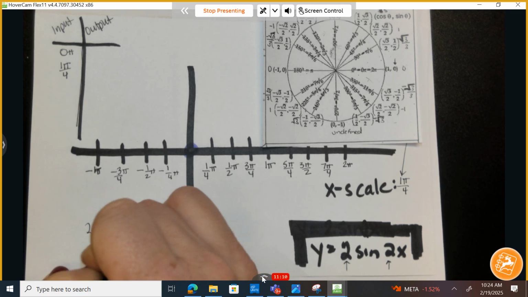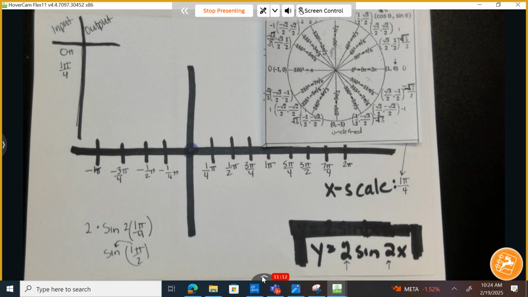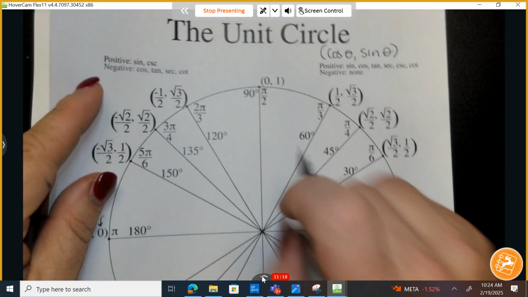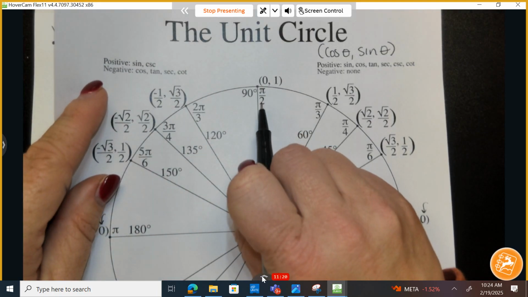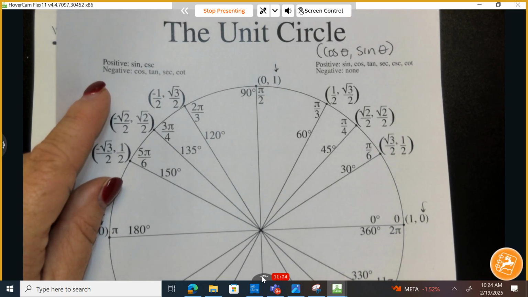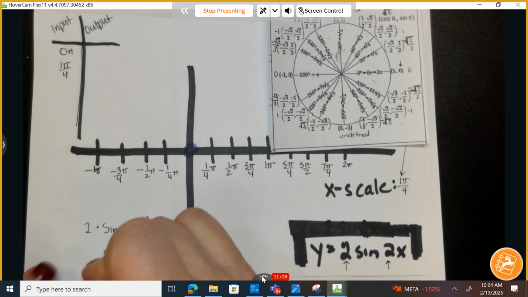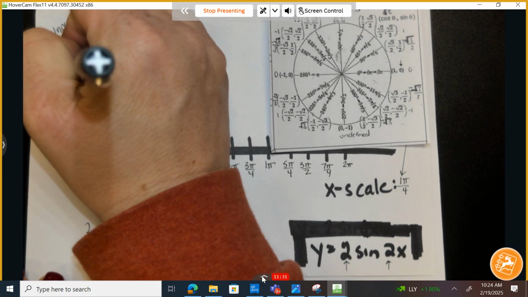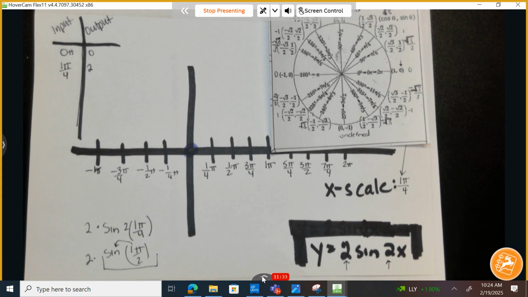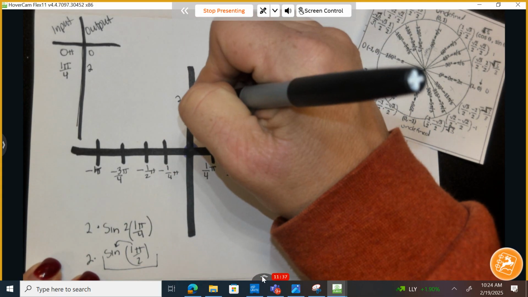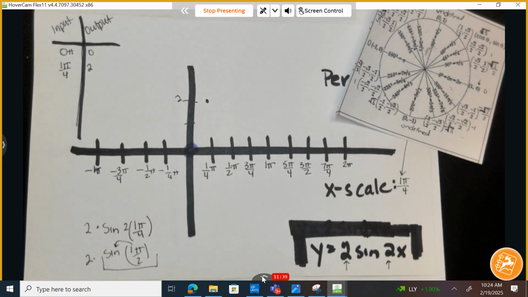Now I want to evaluate the sine at 1 pi over 2. So let's find 1 pi over 2. Please grab your paper and find 1 pi over 2. What is the sine value at 1 pi over 2? 1. So this whole area results in 1. And then when I take it times 2, I get an answer of 2. So I'm going to go all the way up to 2, and that's my output value.